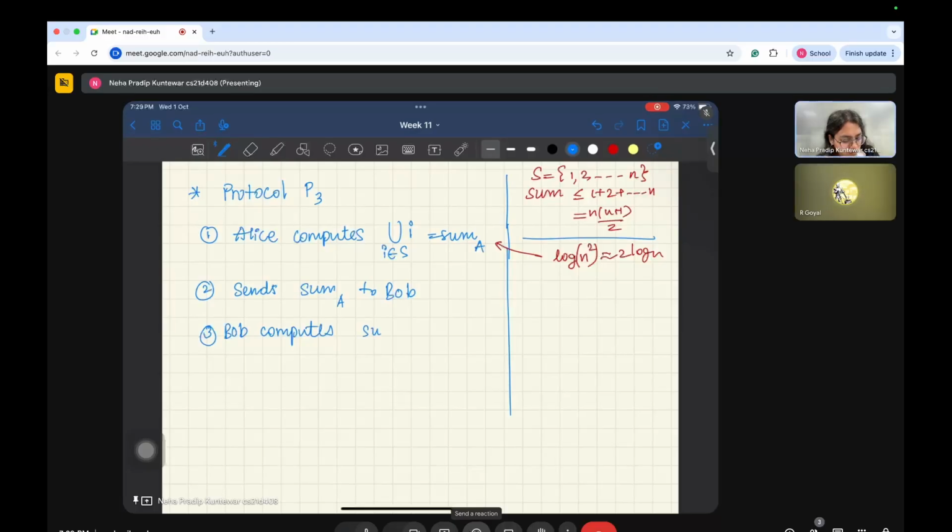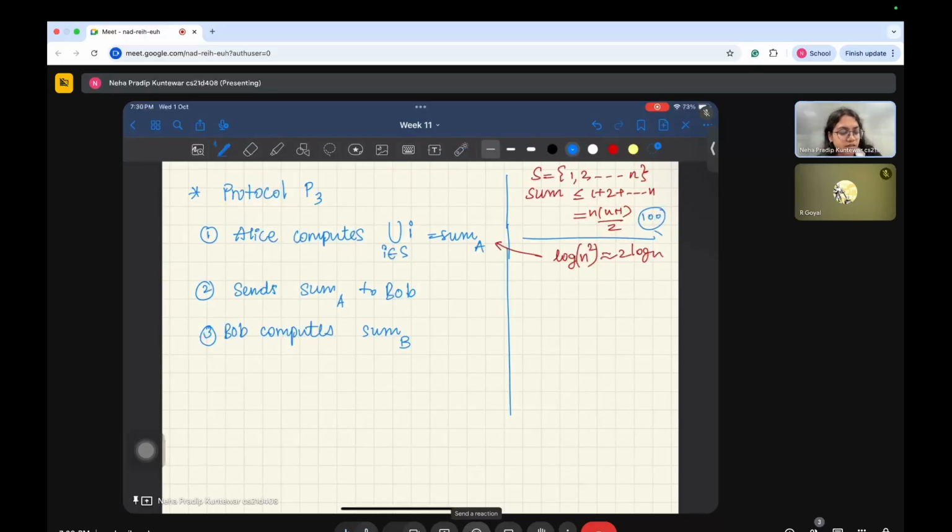Bob computes, but since Bob has received this 2 log n number of bits, this bit somehow should get decoded at Bob's end. Say I send the value log of 1024 to Bob, so Bob will receive the value 10 only. Let's say the sum is 100.